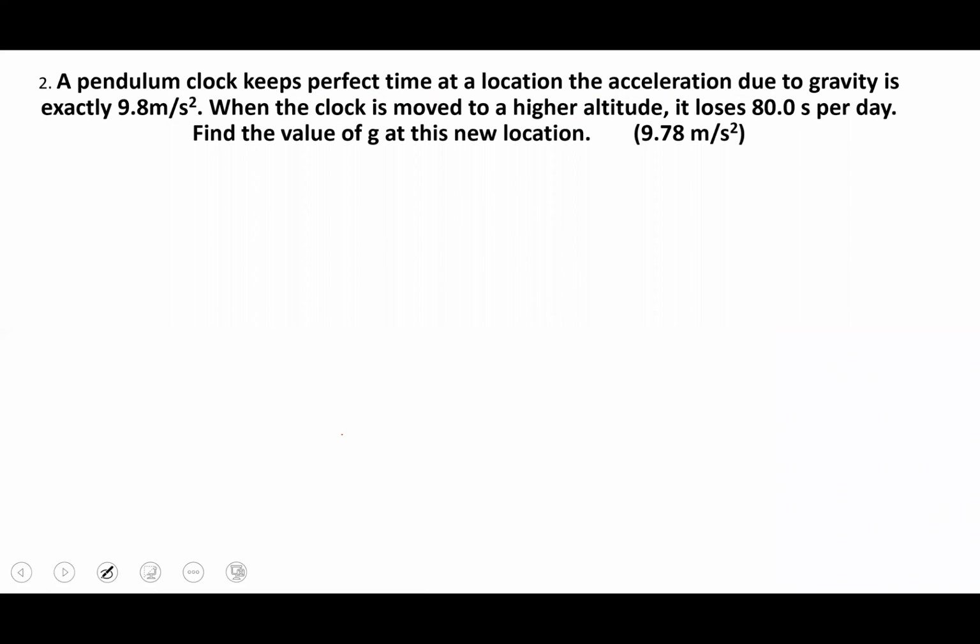In a similar way, in question number 2, it says a pendulum keeps a perfect time at a location. The acceleration due to gravity is 9.8 meter per second squared exactly. When the clock is moved to a higher altitude, it loses 80 seconds per day. Find the value of g at this location. And our answer should come 9.78 meter per second square.